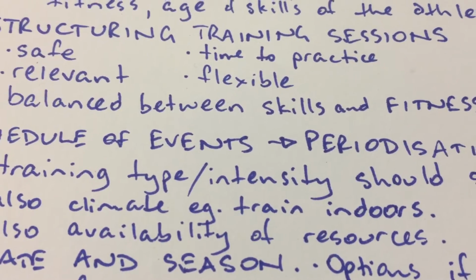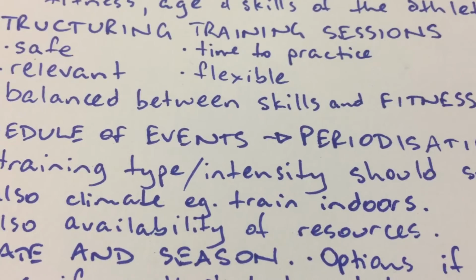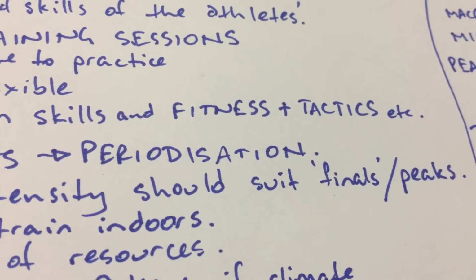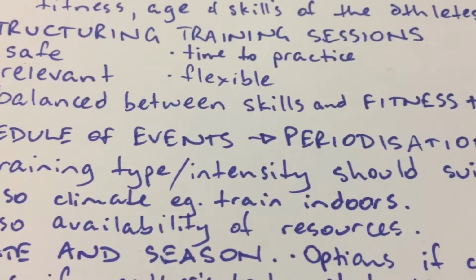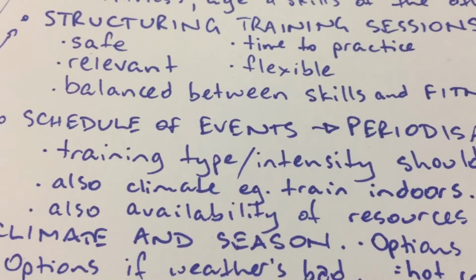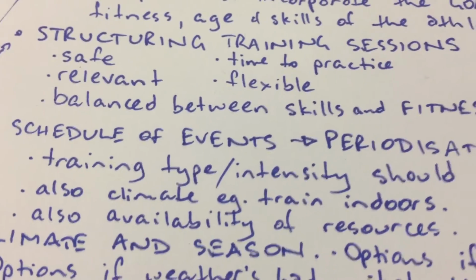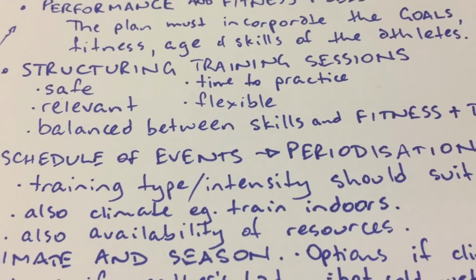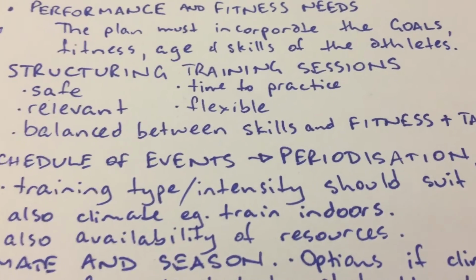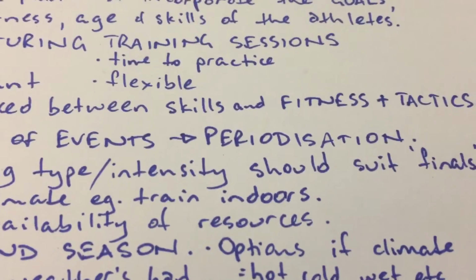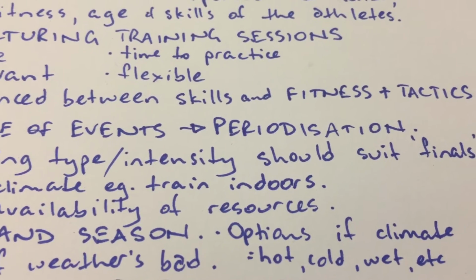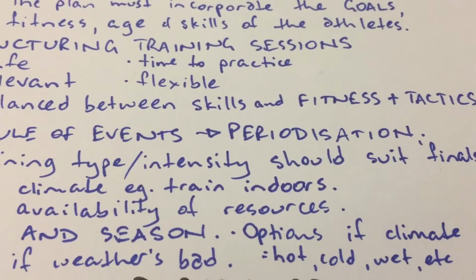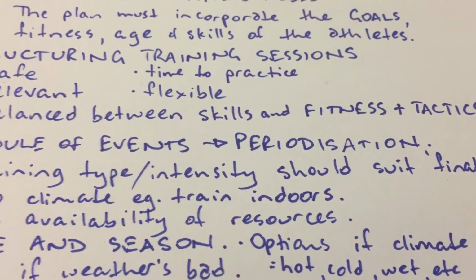And so we're going to make sure that depending on when the training session is and where our games are, or where our finals are, or where our gala day is, our training type and intensity suits that. We also will need to consider the climate. For example, if you are training for a sport and the climate's horrible outside, you're in a country where it snows all winter but you still have to train, you might have to consider training indoors or undercover, or using the type of training that you can do in that climate.